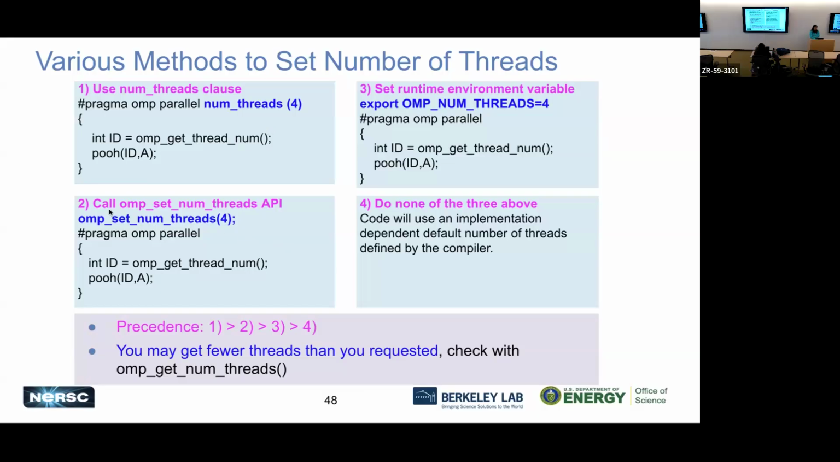The second one is that, like I said, you set it before entering the parallel region. Then it'll use 4 here. This is on the condition that you didn't use the clause. If you use the clause, even if you set it, it won't affect. The clause takes the highest priority. The second highest priority is that you set it there. The third one is you do it at runtime, export the environment variable.